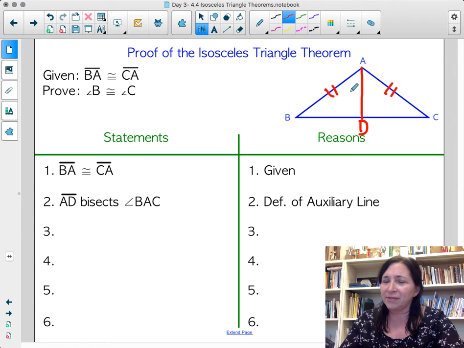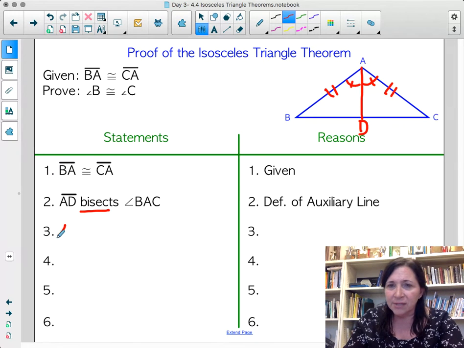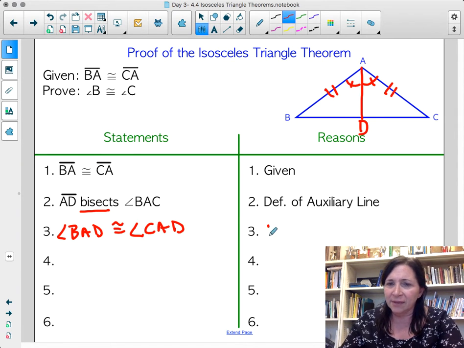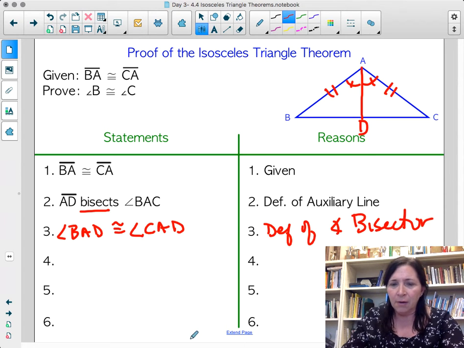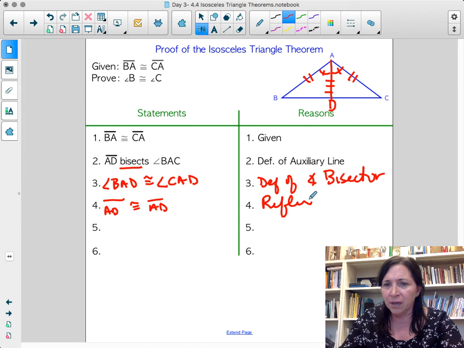And then it's going to bisect this angle here. Well, remember what bisecting an angle means. It means that it cuts it into two congruent parts. And so based on bisecting the angle, I can now say angle BAD is congruent to angle CAD. And that's the definition of an angle bisector. All right, so I have a side congruent to a side, an angle congruent to an angle. I also know that AD is congruent to itself, so I'm going to say that AD is congruent to AD. And that's the reflexive property of congruence.